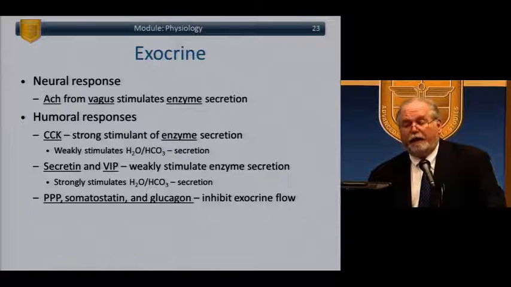Pancreatic polypeptide, somatostatin, and glucagon inhibit the exocrine flow, and in fact somatostatin used pharmacologically shuts down both endocrine and exocrine function in the pancreas and is used pharmacologically to cut down on pancreatic fistulas as well as pancreatic endocrine tumors.